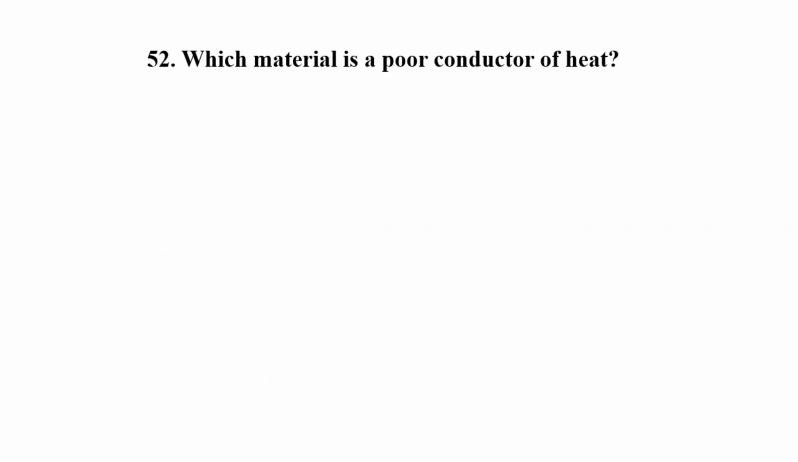Question number 52. Which material is a poor conductor of heat? A. Aluminum. B. Iron. C. Wool. D. Steel.